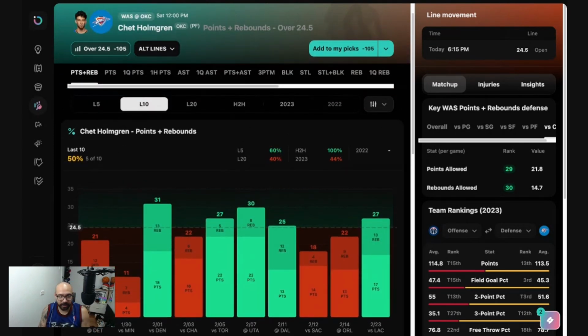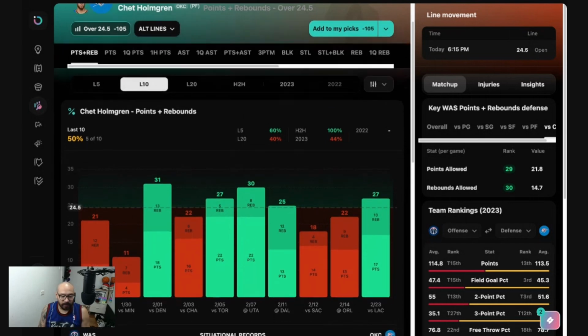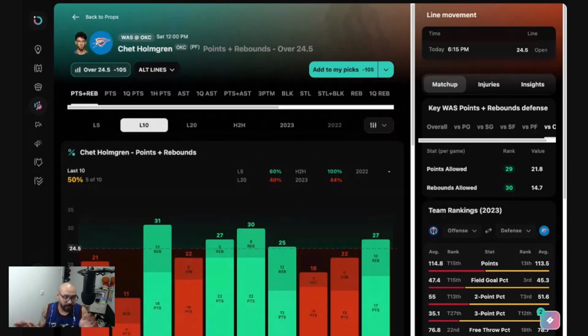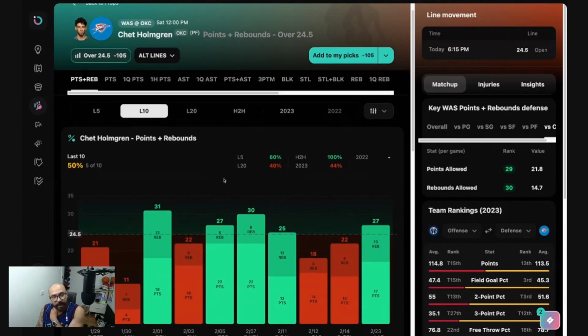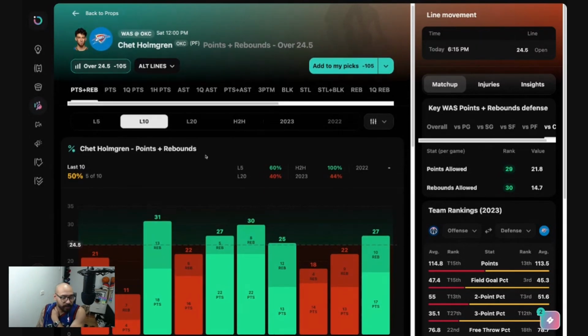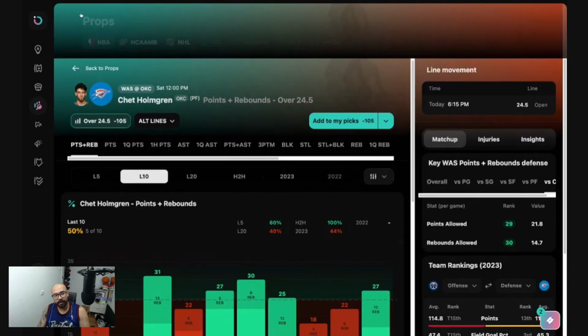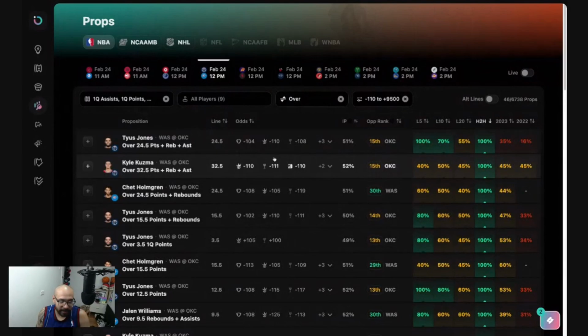But yeah, Chet has been a bit inconsistent for my liking. The matchup is excellent, don't get me wrong. Most centers, I would take it, but for Chet, he's not your traditional center that the Washington Wizards tend to struggle against. Has the length, but not necessarily the strength and the girth to do some damage. So that's not going to make my lean list at all.